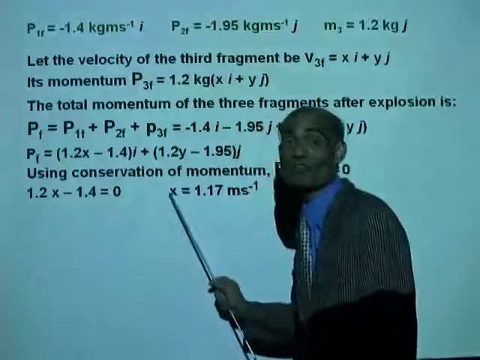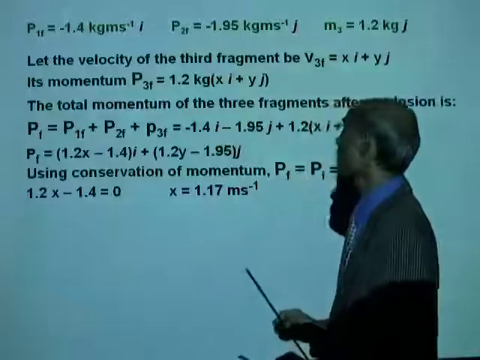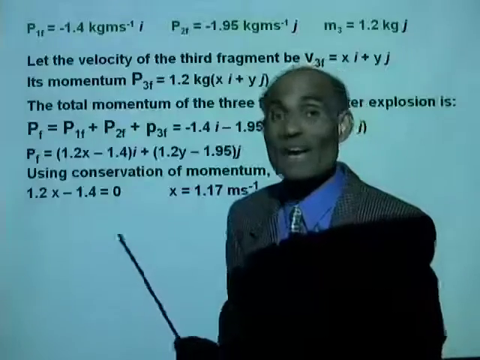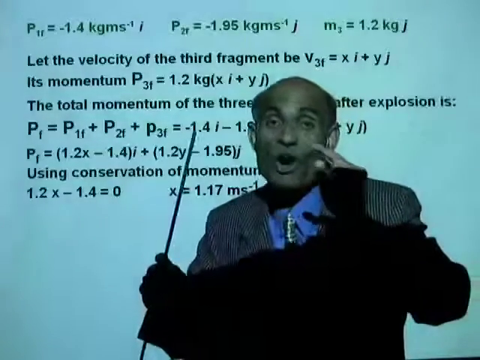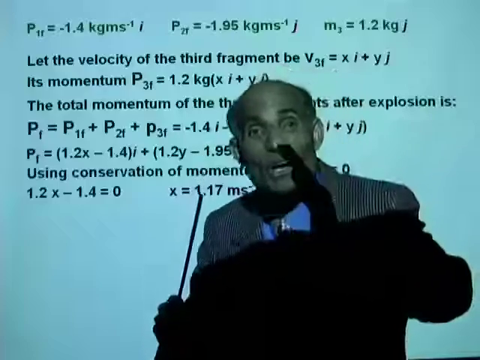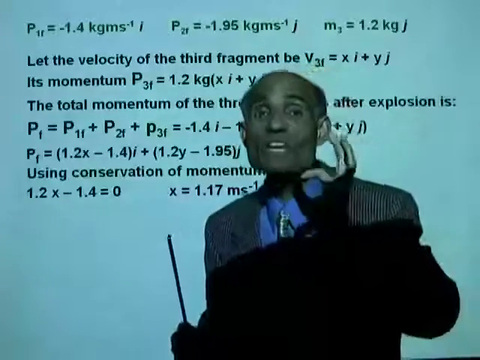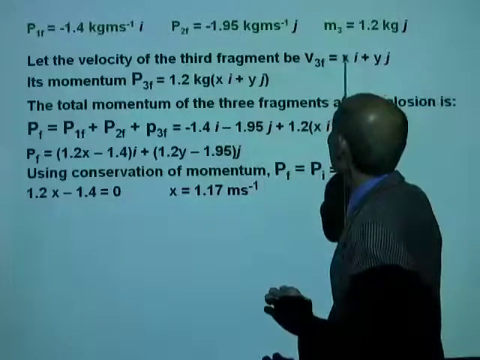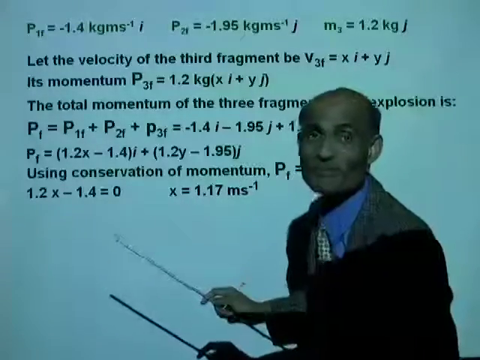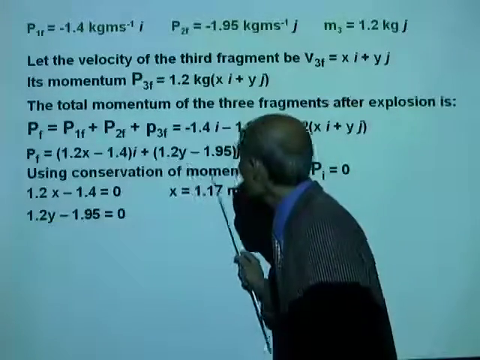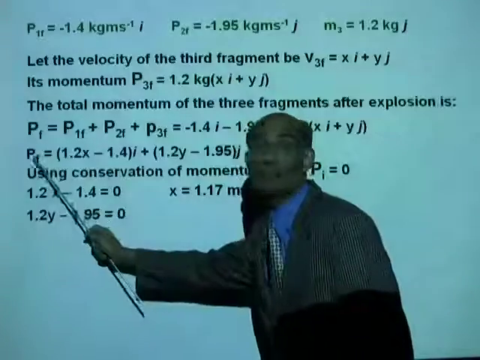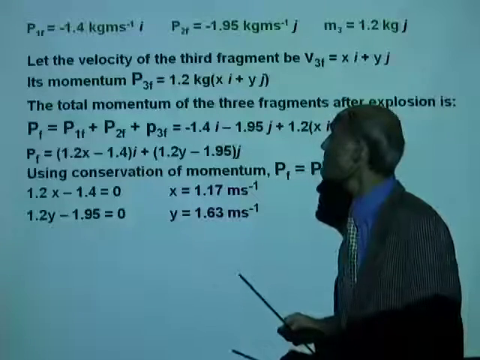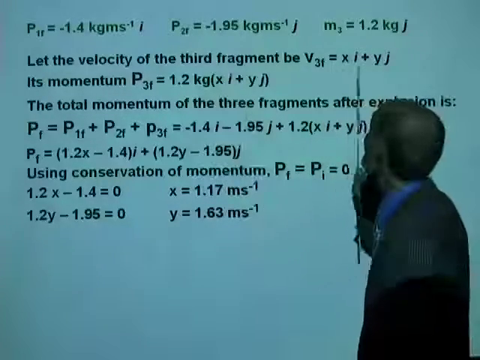Solving that for x gives me x equal to 1.17 meter per second. What does x represent? X represents the x component of the velocity of the third fragment. We are looking for V3F, this V3F. And this 1.17 is the x component of that velocity. Similarly, take the y component of the final momentum and set it equal to 0. And that gives me y equal to 1.63 meter per second.